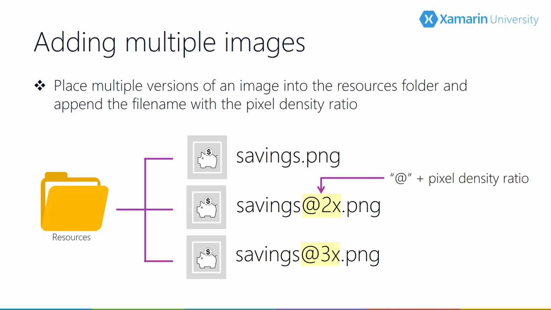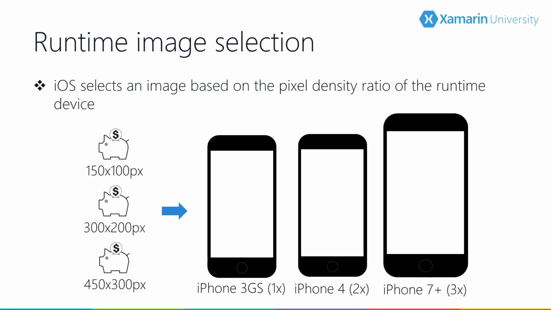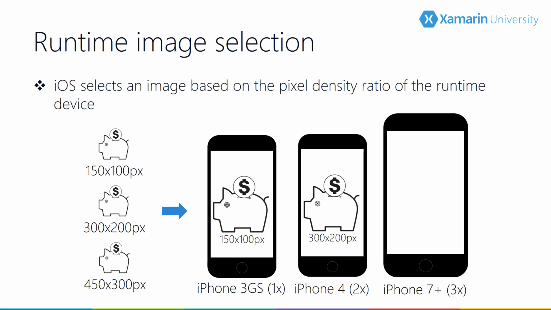So by using these names, the system will be able to pick exactly which one should be used on each device. So for example, here we have our application now running. Up first, we have the iPhone 3GS, which is a 1x device. It will look at all of the images and say, oh, that is going to be the 150 by 100 pixel image. The iPhone 4 will be the 300 by 200 image, and the iPhone 7 Plus will be the 450 by 300 image. And it does that by looking at the names on the files for that asset.